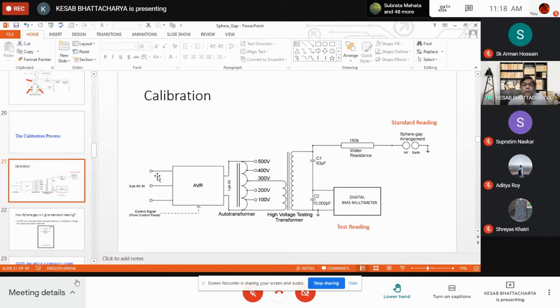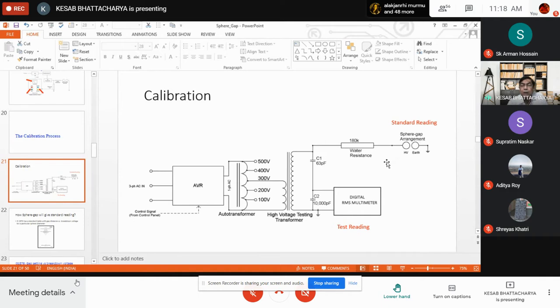This is the automatic voltage regulator. This is an iron core auto transformer. This is the high voltage transformer. These are the two capacitors. This is a resistance but made up of water. This is water resistance. Why it is water resistance, that we shall again explain. And the digital RMS volt multimeter is this one, where we measure the voltage, and this is the sphere gap arrangement.